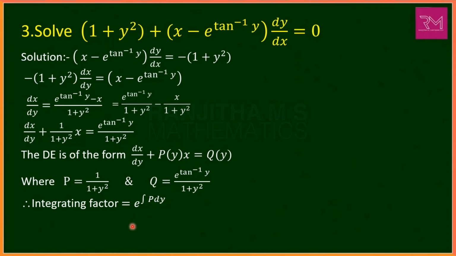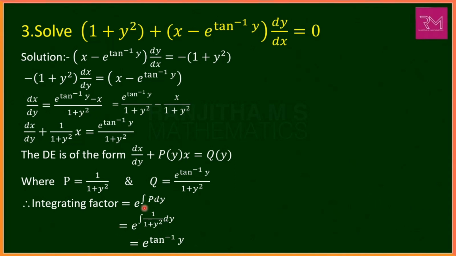Substitute the p value and evaluate the integration. We get exponential power of integral of 1 by 1 plus y square into dy. We know that the integration of 1 by 1 plus y square is tan inverse y. Therefore, this value becomes exponential power of tan inverse y. This is the integrating factor.